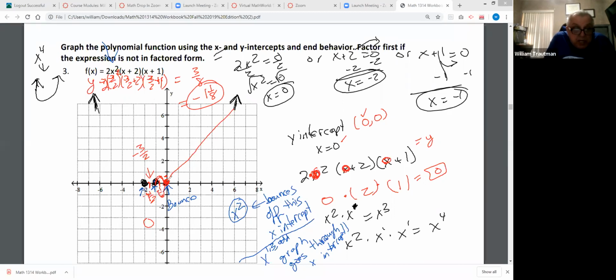Then it goes back. Wait, oh, it goes up here. Let me erase. So it goes down to -1 1/8. Then it goes back up and off. So this spot right here is -1 1/8. So that's what the graph looks like.